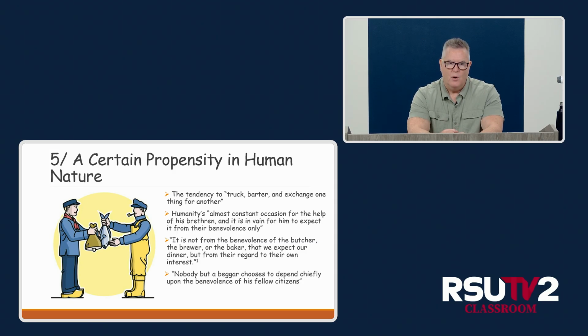And so for early liberals like Smith, the idea of Homo sapiens, which is Latin for the wise animal, should be amended to Homo pactus, right? Human beings are the bargaining animal, if you will. So nobody but a beggar, according to Smith, chooses to depend chiefly upon the benevolence of his fellow citizens for their sustenance, right? And he is basically saying that most people, given their choice, would work for a living and would seek to acquire things that they could then either trade or barter or exchange for money or something like that.